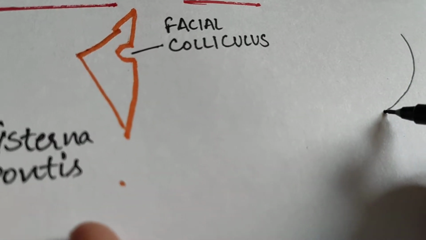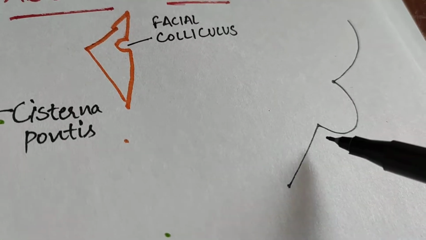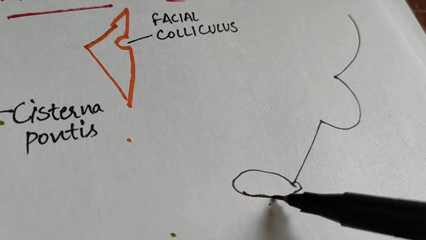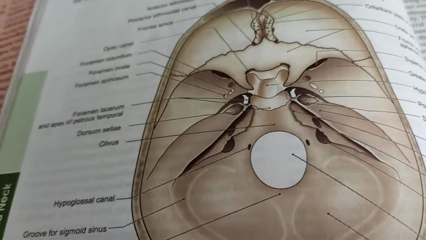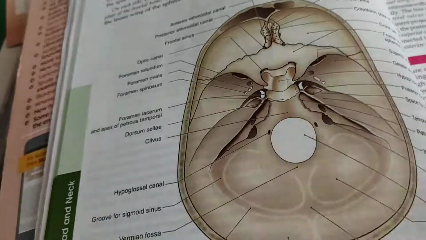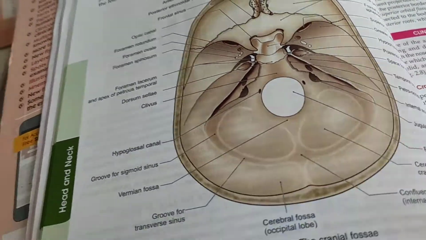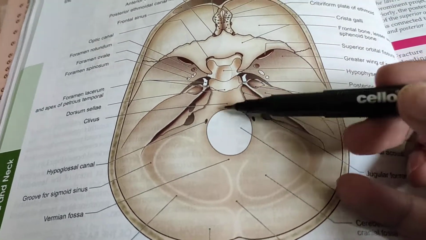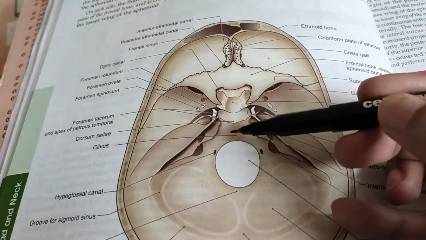What is the clivus? This is the posterior cranial fossa, and suppose this is the foramen magnum. Let me show you. You can see here, this is the cranial fossa. This is anterior, this one is middle, and this is the posterior. So in the posterior cranial fossa, you can see here, this is the clivus. And this is the foramen magnum, through which the brainstem emerges.